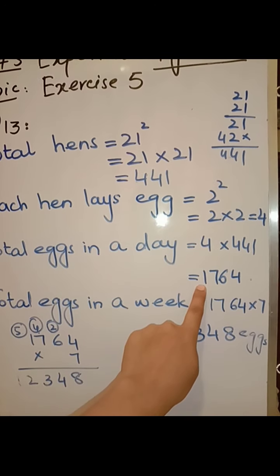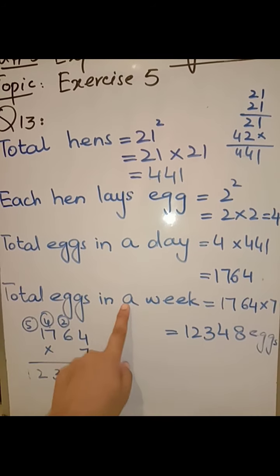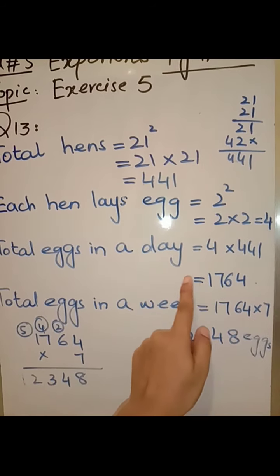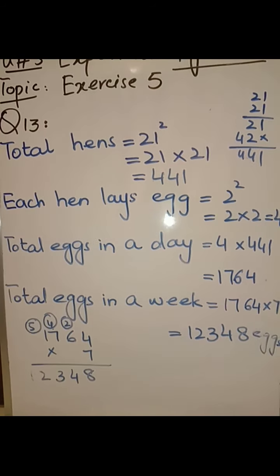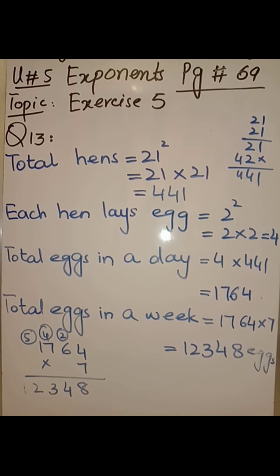Now these are the eggs in a day. Understand? So you have to find eggs in a week. As we have 7 days in a week, you will multiply 1764 with 7 to get the number of eggs in a week. We got 12348 eggs in a week.